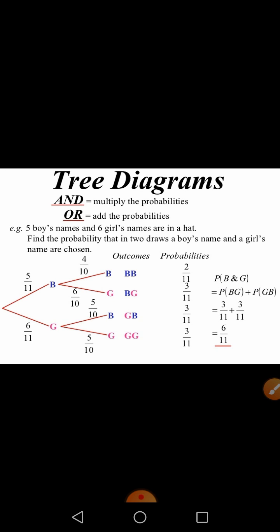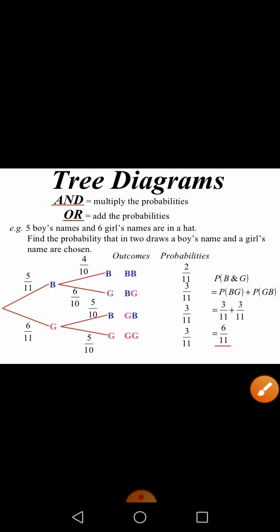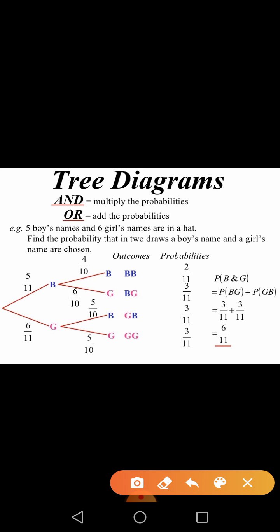When he says 5 boys' names and 6 girls' names are in a hat. Okay, find the probability in 2 draws. A boy's name and girl's name are chosen. What does that mean? Which means I will not replace it, right? He didn't say here or mention that he will replace it. So which means I will subtract 1 from the outcomes in the second choice.